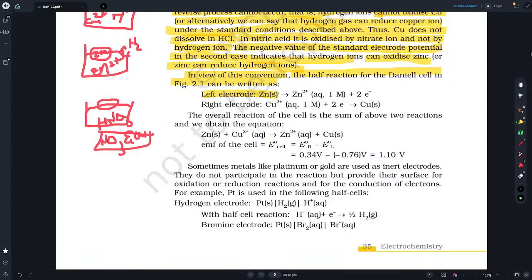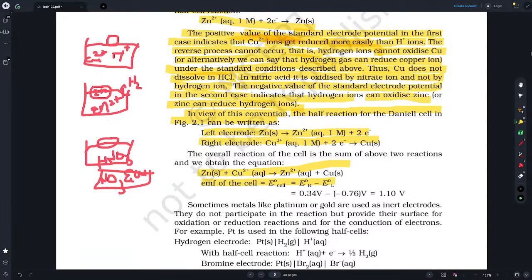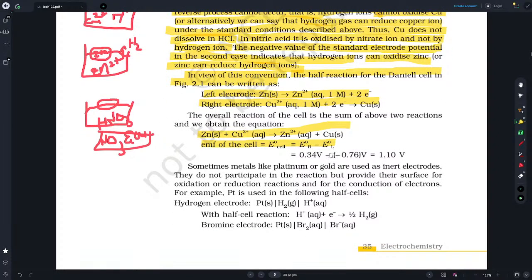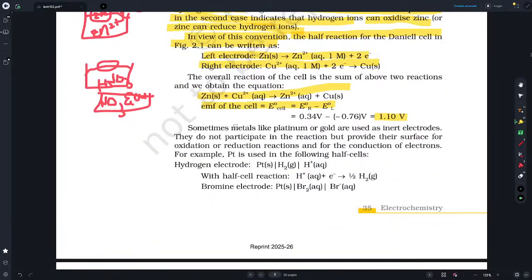Left electrode, where zinc will give the electrons; right electrode, where copper will take the electrons and get reduced. The overall reaction is the sum of the two reactions, this one. The EMF of the cell is 0.34 volt with respect to hydrogen, the right side, the cathode side electrode potential, minus negative 0.76, which is the electrode potential of zinc. Minus into minus is plus, so 0.34 plus 0.76 will give us a value of 1.1 volt for the Daniell cell.